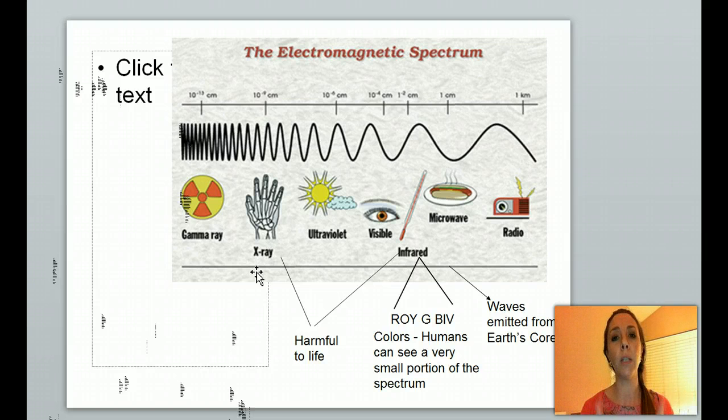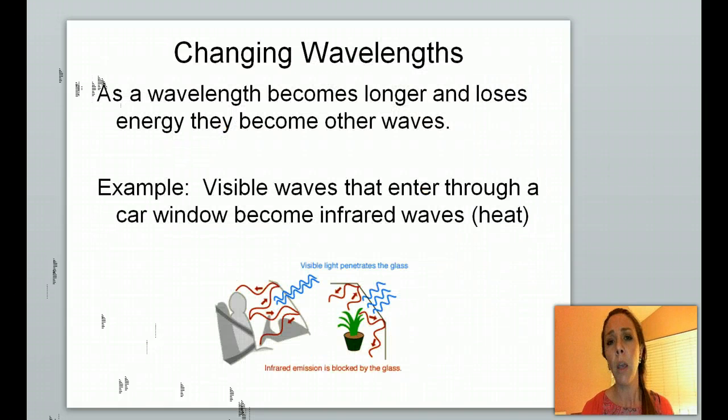But how this relates to astronomy, why we are talking about it in the very first lecture of the year, is that it actually gives us all of the evidence we need to look at the changing universe. And we're talking about something called the Doppler effect and the red shift, okay? What you need to know about wavelengths is that as they become longer, they lose energy and they become other waves, right? So as they become longer, remember, the energy decreases and they become other waves.